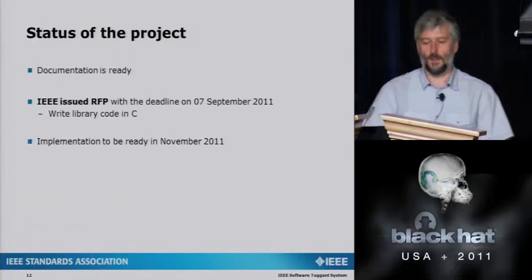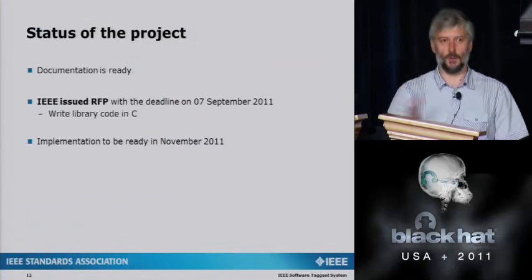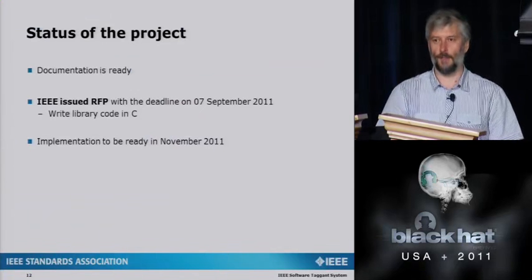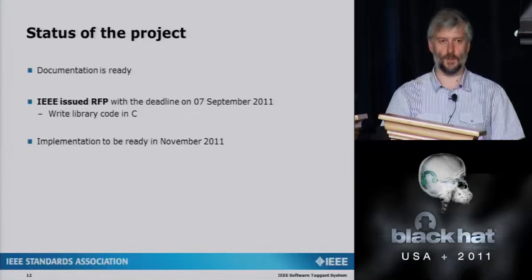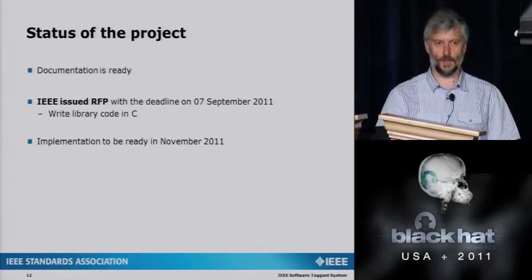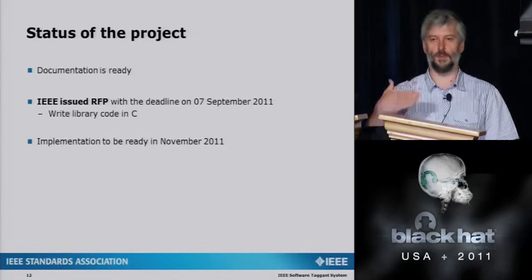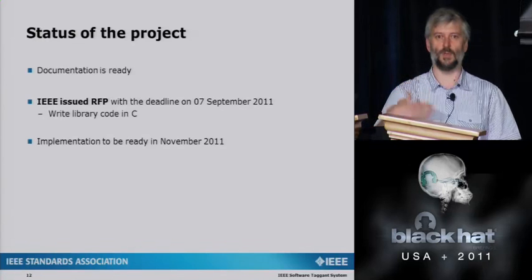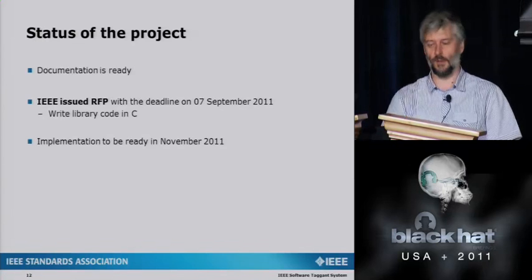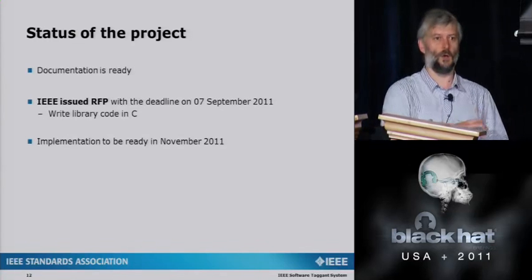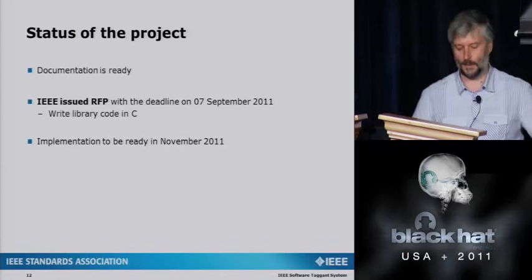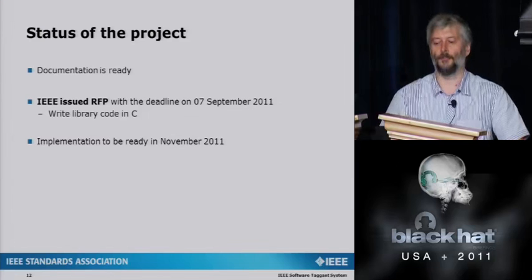Now, what is the status of this project? The group that we worked on with all the antivirus companies produced all the documentation, and today there was a press release from IEEE about the issuance of a request for proposals. Basically, this request for proposals describes what software has to be written by a third party, because AV companies are hugely competitive. They would prefer a third party to implement that library.